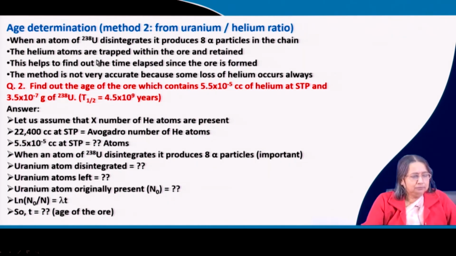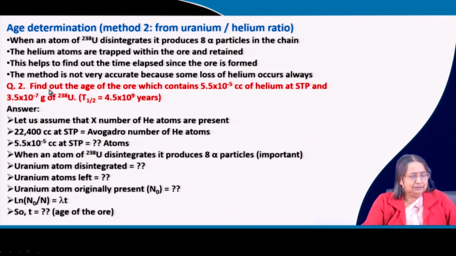From there you can know how much time has passed. Another thing, this method is not very accurate because some loss of helium always occurs. Some helium escapes out by diffusion. So, some loss is there, not all, but some. So, this is not that accurate, but still you can get the idea. Now, what is the problem?